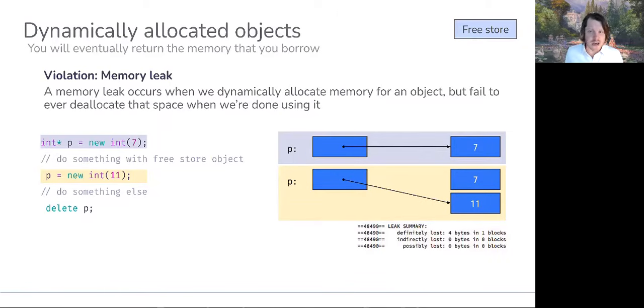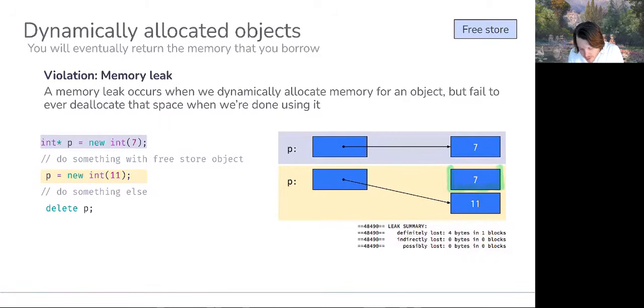Before we have an opportunity to return that object to the FreeStore manager, let's assume that we assign P a new address. In this case, P would take on the address of this new dynamically allocated integer object initialized with the value of 11. Now notice here is where the problem arises. If P was our only pointer to that dynamically allocated object housing 7, upon assignment of P to another address, we have just lost any ability to reference this object.